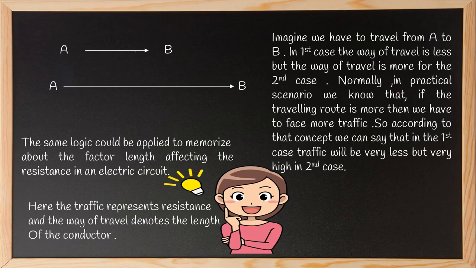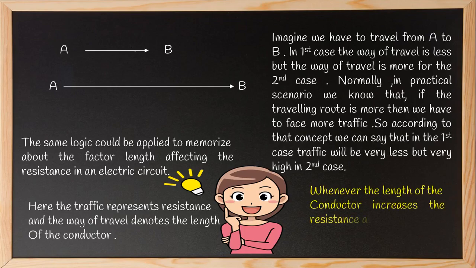In this example, the traffic is dependent on the distance. If the distance is more, traffic is more. If the distance is less, traffic is less. In the same way, length will also affect the resistance. How? Whenever the length of the conductor is increased, the resistance also increases. It is very simple. If the distance increases, traffic increases. Distance decreases, traffic decreases. Like the same, if the length increases, then the resistance of a conductor also increases. This is how you can easily remember.